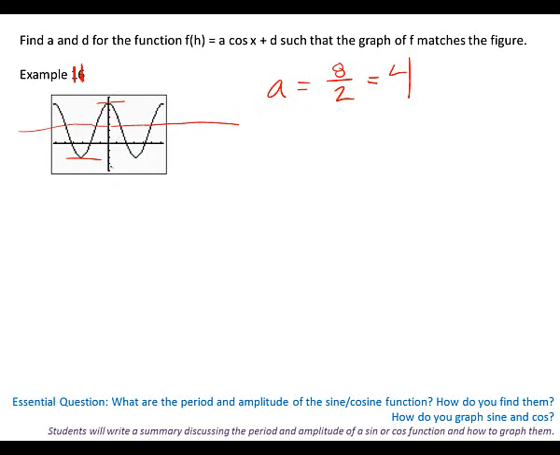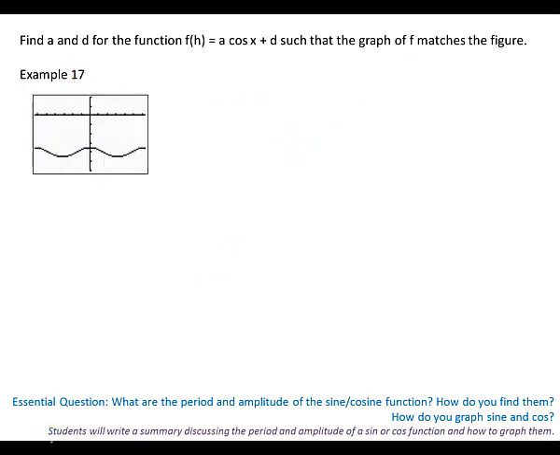So how many did it go up from the axis? 1, 2. It looks like it went up 2, right? So the distance, or the D value, is going to be 2. So it shifted up 2. All right, let's look at the next one.